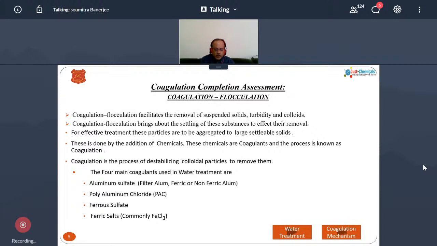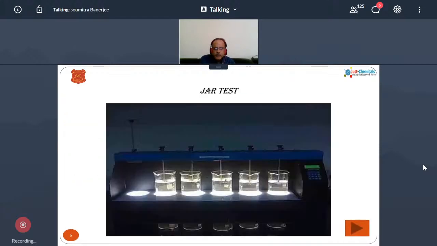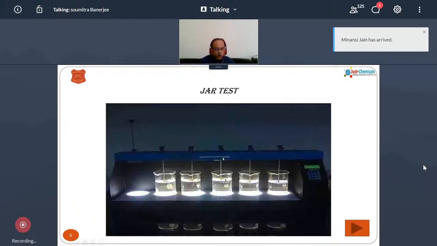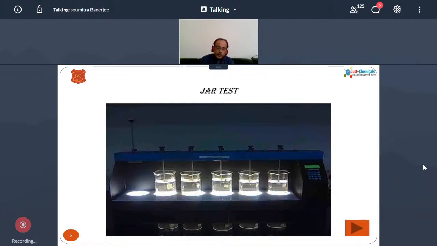Now, we were doing jar test analysis to do the assessment. We are talking about the assessment of coagulation and flocculation: how many ppm of the coagulant like alum or ferric chloride has to be dosed into the water, and how to assess that, okay, this is what we have to do and this is what is required.